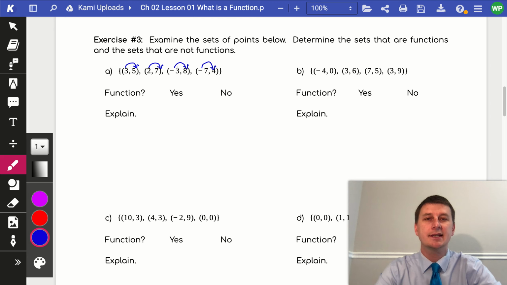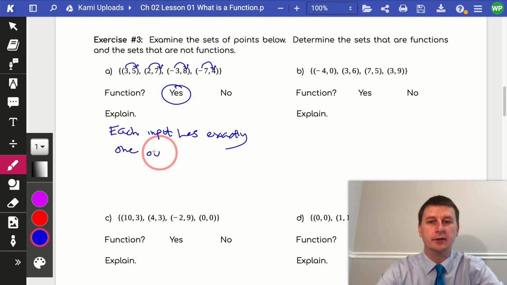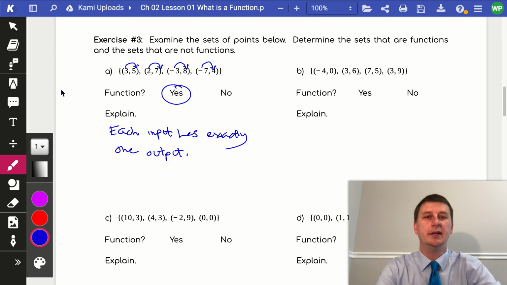So each of these inputs has exactly one output. So this is a function because each input has exactly one output. Simple enough. Now let's take a look at part B.